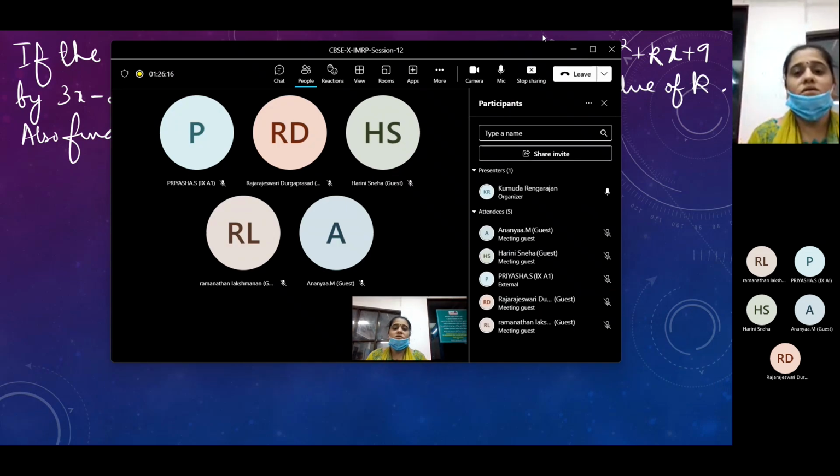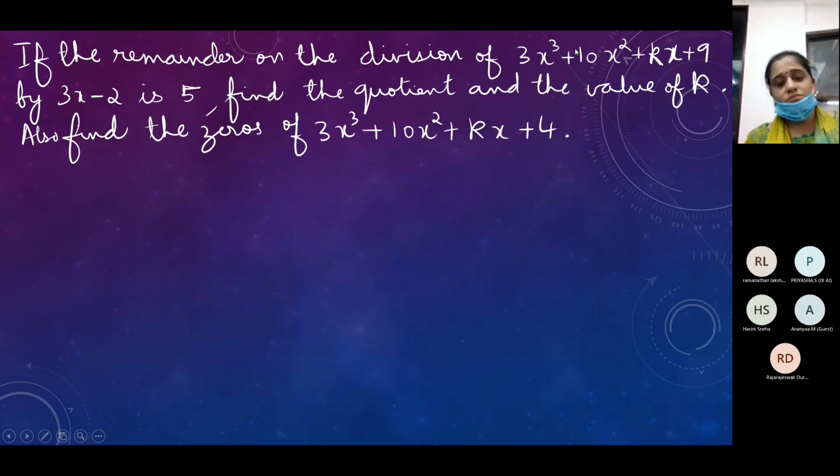Anybody wants to share the answer? Quotient and the value of K? So first we need to find the remainder. Remainder, quotient and value of K. If the remainder is 5, find the quotient and the value of K. Yes, the value of K is minus 14.